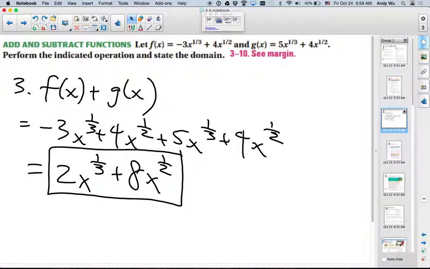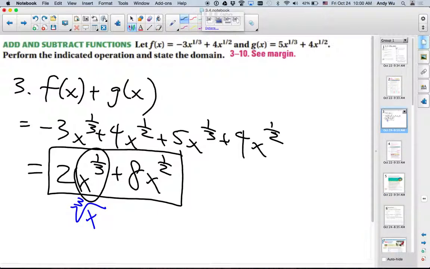The harder part with this one is stating the domain. Now, x to the 1/3 is the same as the cube root of x. Is there any number that you cannot put in the cube root of x? No. Can you put in negative 8? What would that give you? Negative 2, which is fine. Can you put in 0? Yes, that gives you 0. Can you put in positive 8? Yes, because that would give you 2.